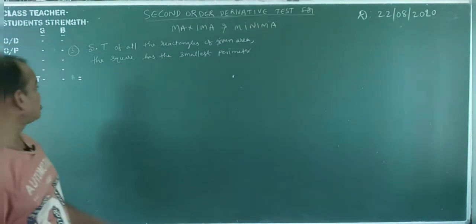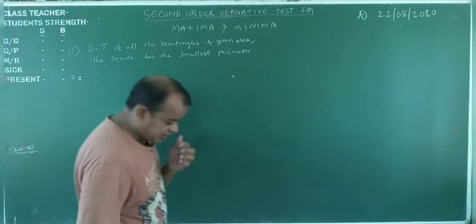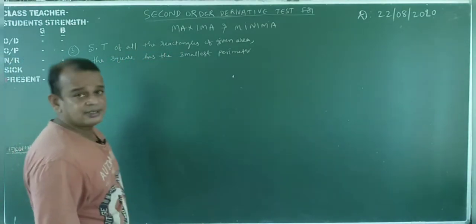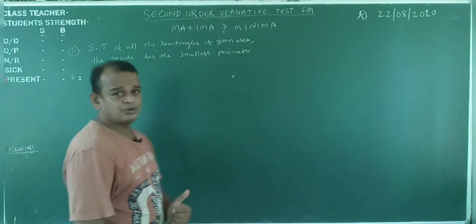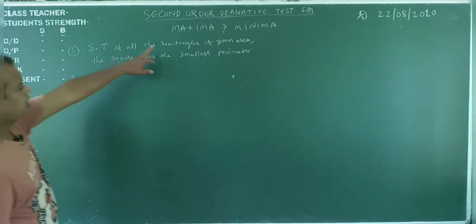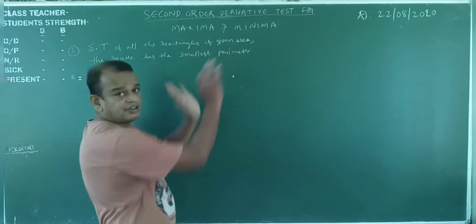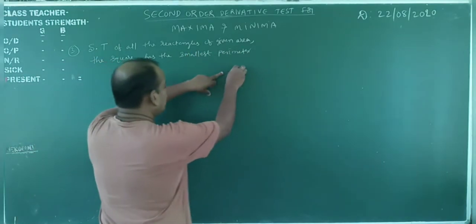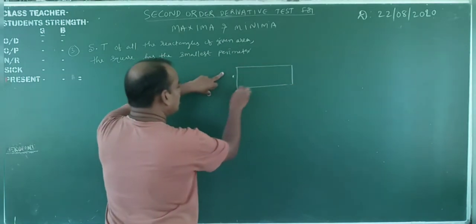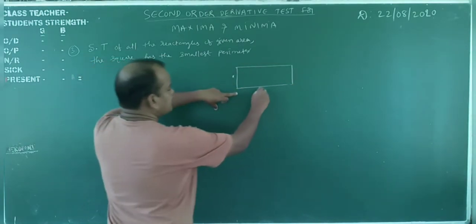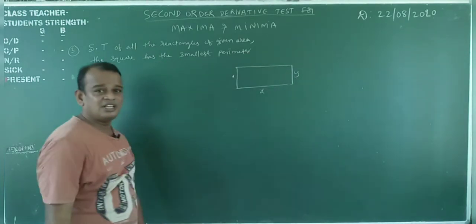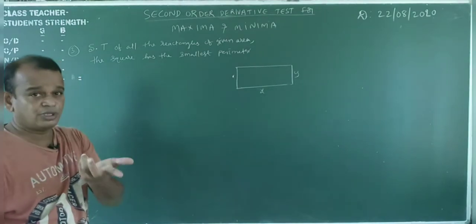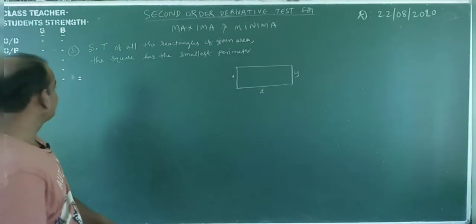Okay, my dear students, the next problem is this one. Observe that. Read the question. Show that of all the rectangles of given area, very important question. First, what is the given data? We will take the rectangle. Length is x, breadth is y. Given area means the area of the rectangle is equal to x into y.